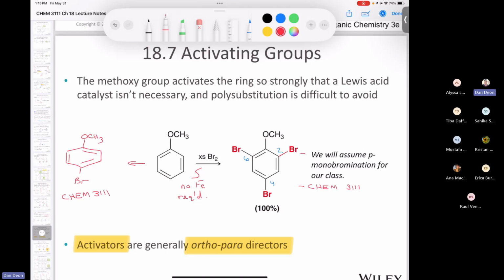But again, what's the take-home message? We looked at benzene, then we looked at toluene, which had an electron donating group, and then we looked at anisole, which had an electron donating group. Both of those react a lot faster than benzene, so we call them activators. And you notice that both activators were ortho-para directors, right? They directed all of the substitution to occur at the ortho position or the para position.